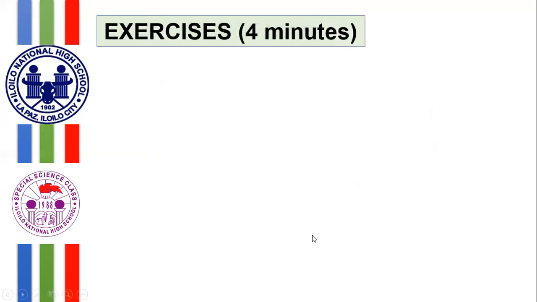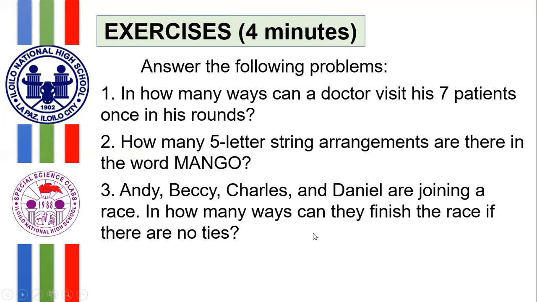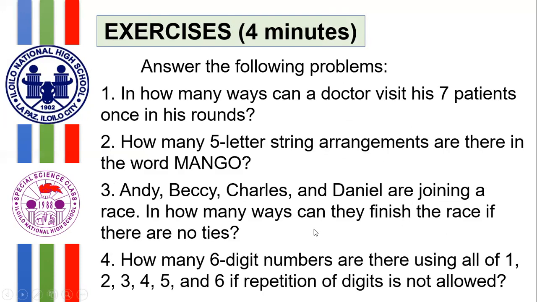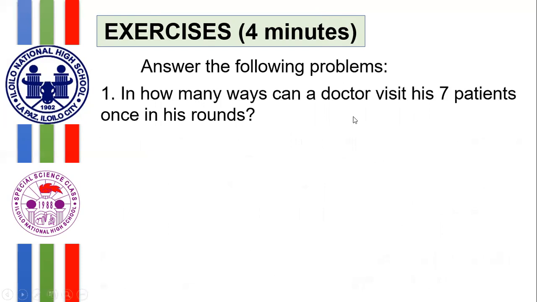Now, I will give you this exercise, but try to answer them on your own. Let's have the first one. In how many ways can a doctor visit his 7 patients once in his rounds? So from here, when we say in his rounds, meaning to say for a day, the doctor will visit all of these 7 patients, but he can do this in any order that he likes, right?